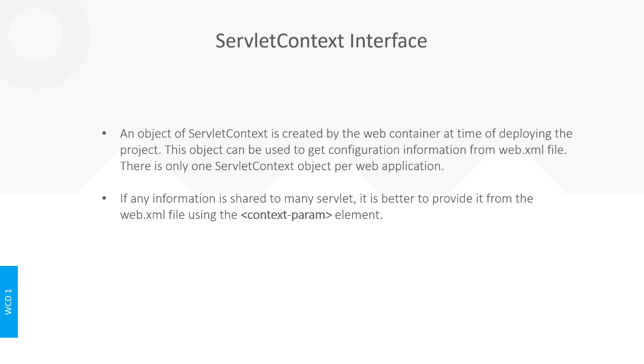An object of ServletContext is created by the web container at the time of deploying the project. This object can be used to get configuration information from the web.xml file. There is only one ServletContext object per web application. Right. If any information is shared with many servlets, it is better to provide it from the web.xml file using the <context-param> element.